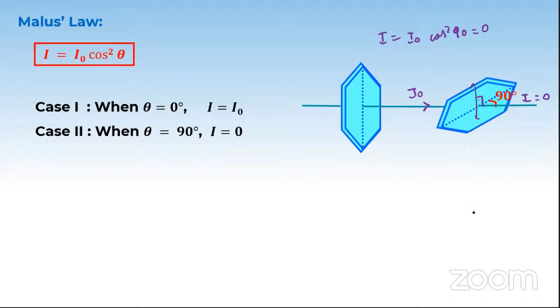So we have a mathematical formulation now. We can use Malus law to understand how the intensity varies for polarized light. But always remember, in this case, I naught should be polarized light. This was polarized in this direction, this was polarized in this direction, and now when I rotate by 90 degrees, I get nothing.